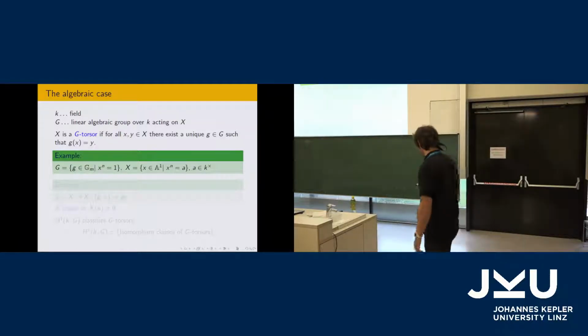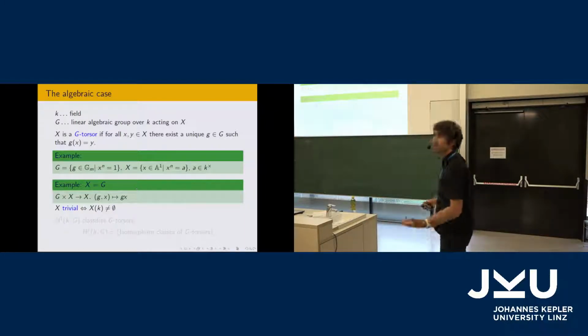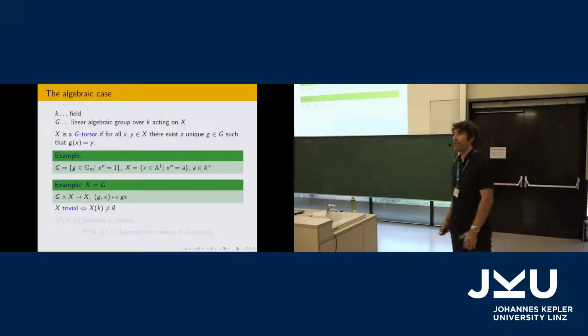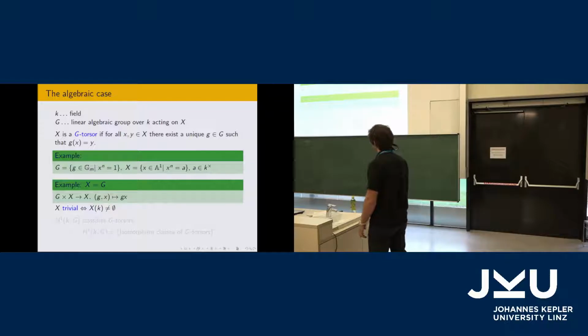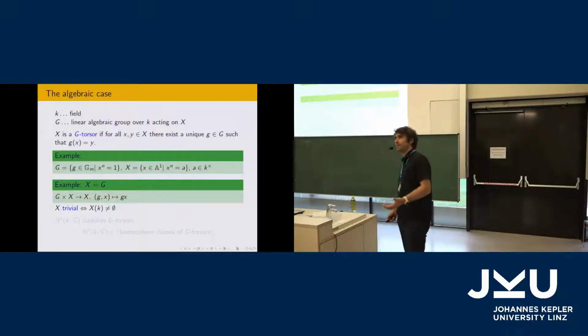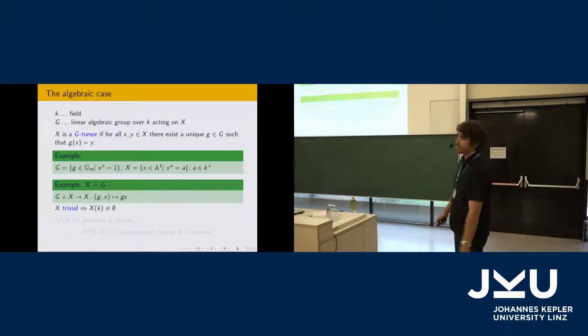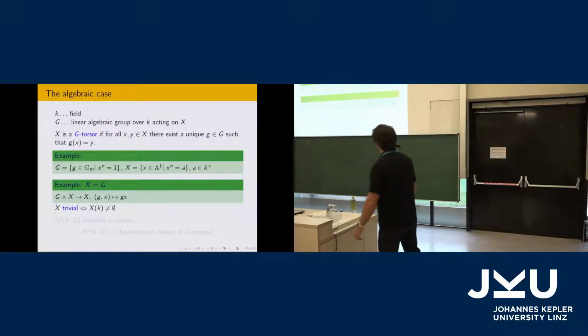Another example of a torsor would be the group itself. The group itself is a torsor under left multiplication, and this is called a trivial torsor. More generally, any torsor isomorphic to the group itself is called a trivial torsor. It's not hard to see that a torsor is trivial if and only if it has a point in the base field.